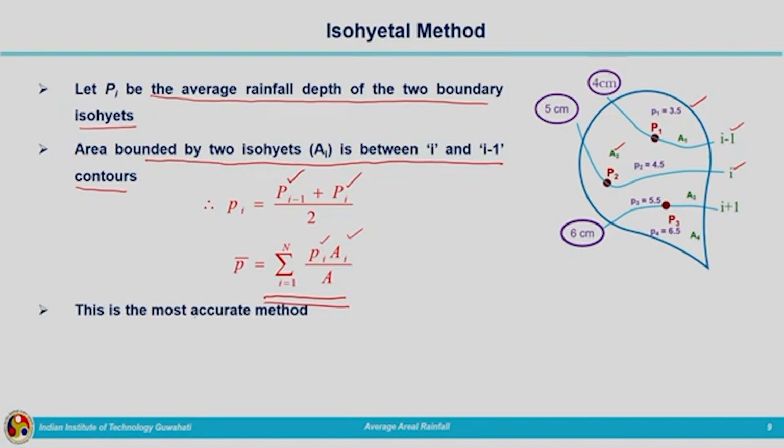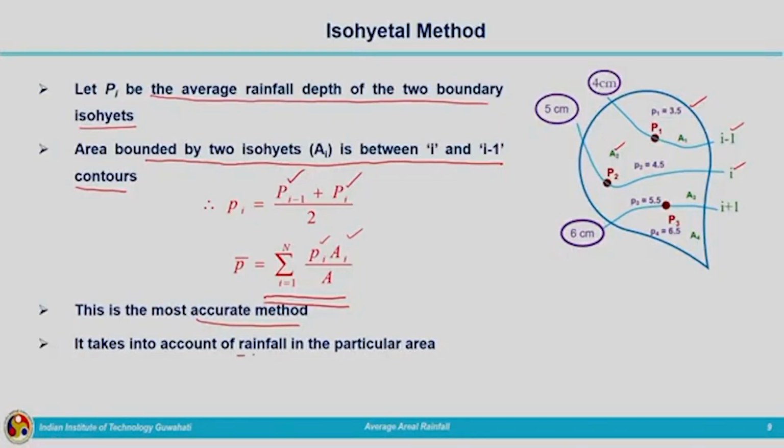This is really an accurate method because we are not checking whether the area is plain area or hilly area. That is not coming into the picture. It is based on the depth of rainfall data. So, whether it is orographic precipitation or convective precipitation, whatever be the type of precipitation, it does not matter.